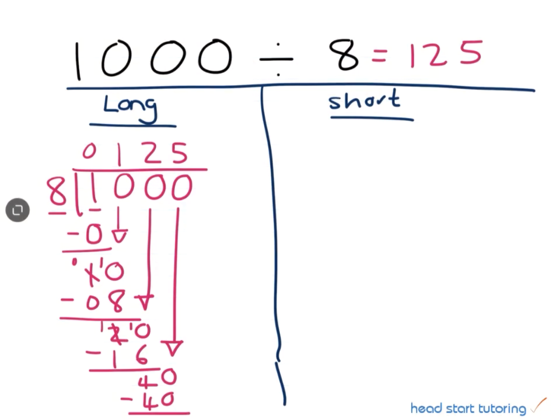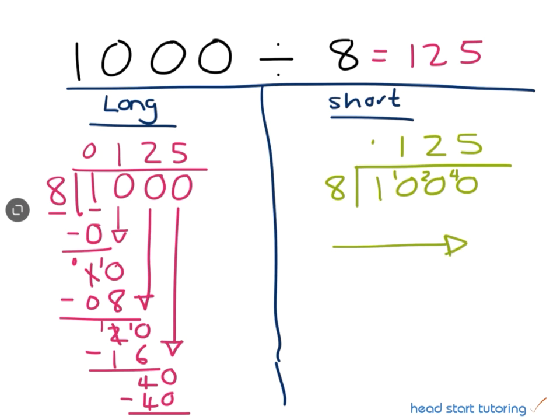Right, let's have a look at short division. We do the same sort of thing. 8 into 1 doesn't go, and then we carry our 1 over. 8 into 10 fits once, and there's a remainder of 2. 8 into 20 fits twice, and there is a remainder of 4. 8 into 40 fits 5 times, and we see we get the same answer. It's obviously just a much shorter method.